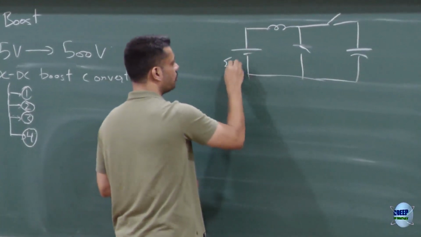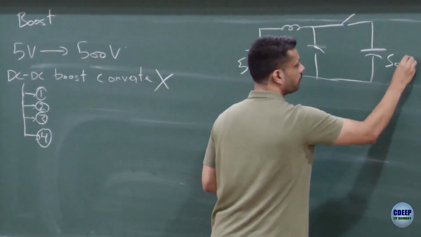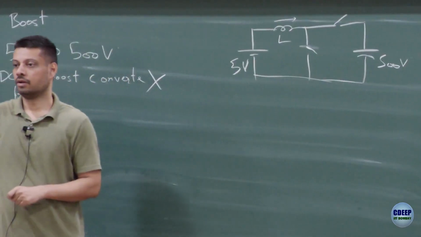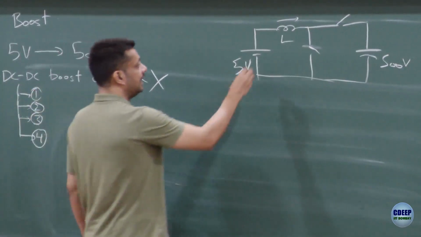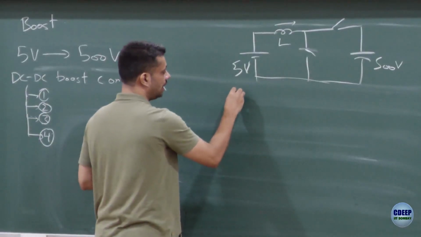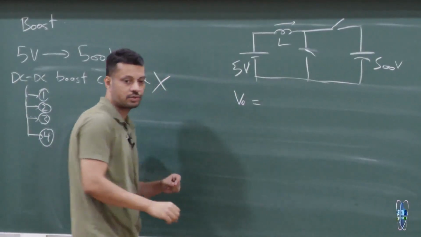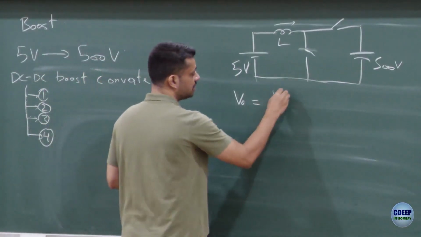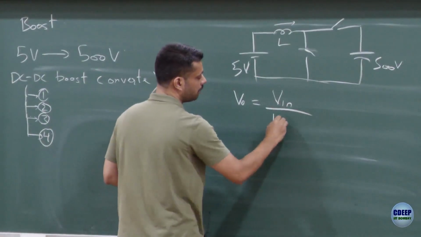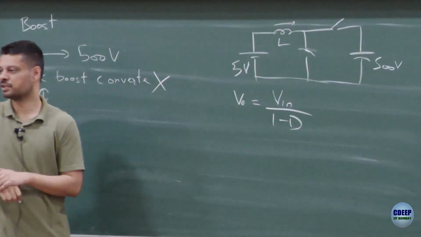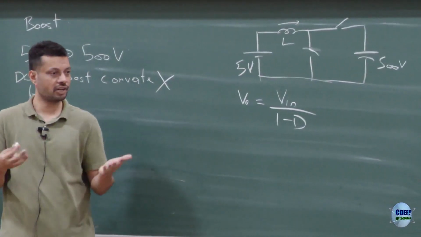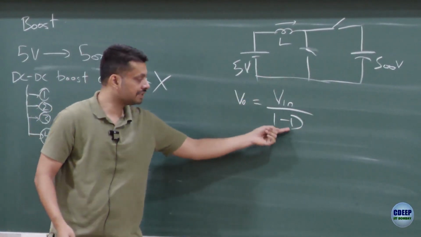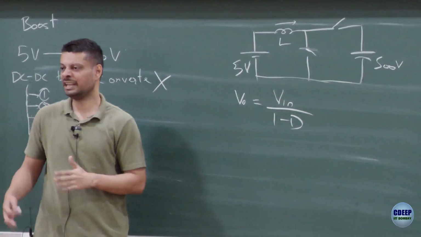Let's say you want to do 5 volt to 500 volt. This is your inductor, this is your switch. Alright. So, in the ideal case, the output voltage is equal to input voltage upon 1 minus D. This is the ideal equation which we have derived in CCM, continuous conduction mode, right? So if you want a very large gain, that means your duty cycle should be very close to 1, and then you will be able to get it.